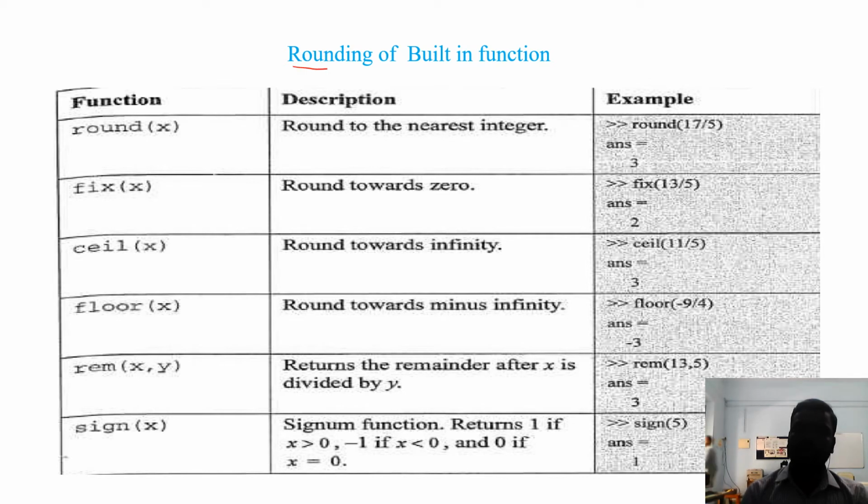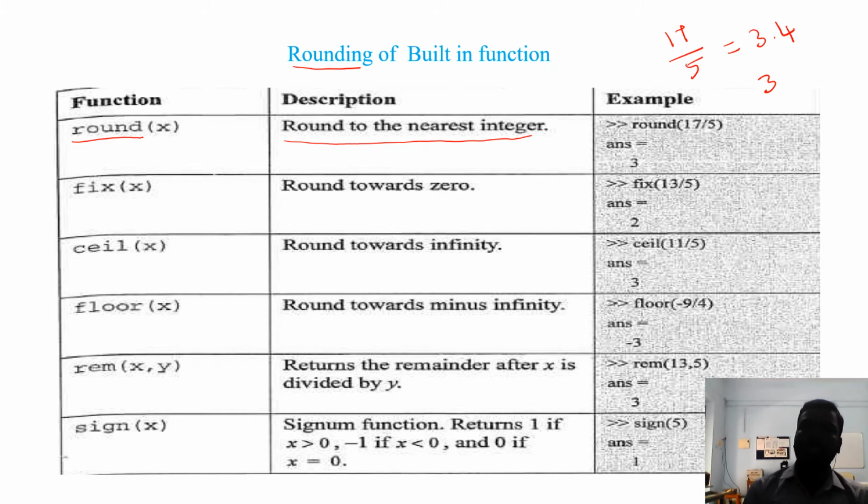Similarly, we are going to look at the rounding built-in functions. For example, I take the two numbers 17 divided by 5. We know the result is 3.4. As math students, we know that the value is 3. Suppose you can apply it in a different way. We can use nearest to 0, nearest to infinity, or nearest to minus infinity, and each one has a different command. The first one is round of x. It rounds to the nearest integer, so 3.4 is displayed as 3. The next one is fix of x. It rounds towards 0.